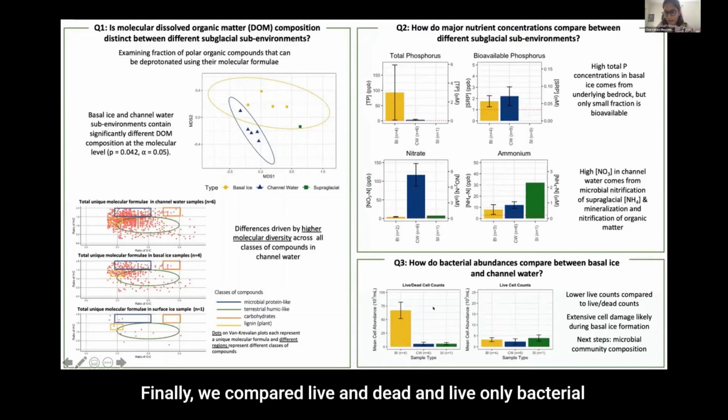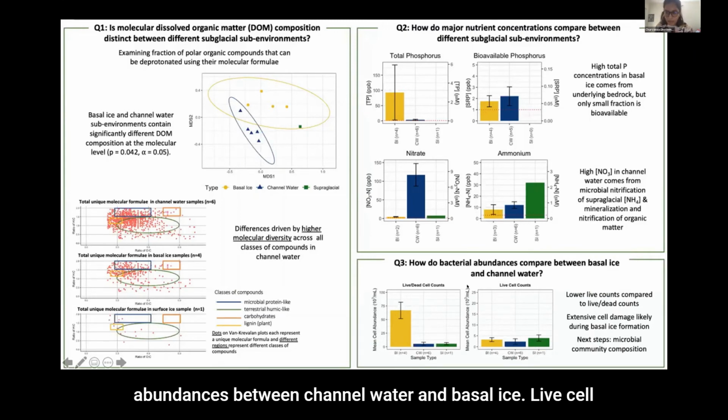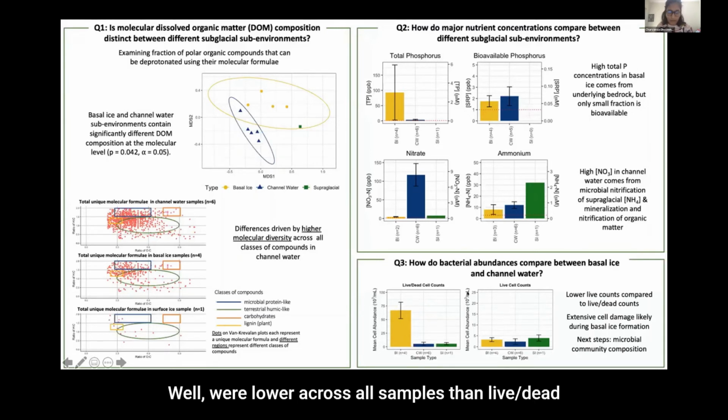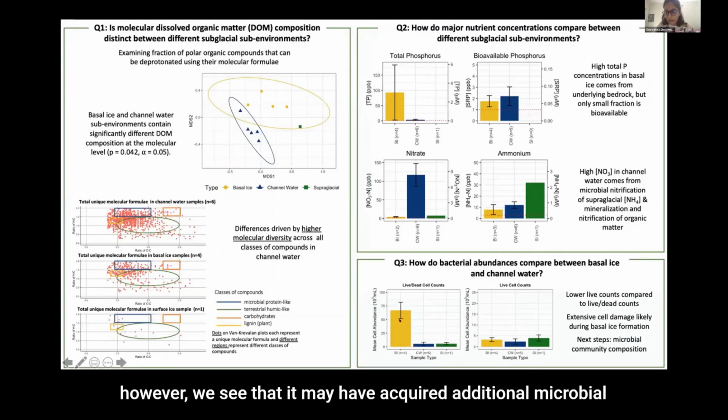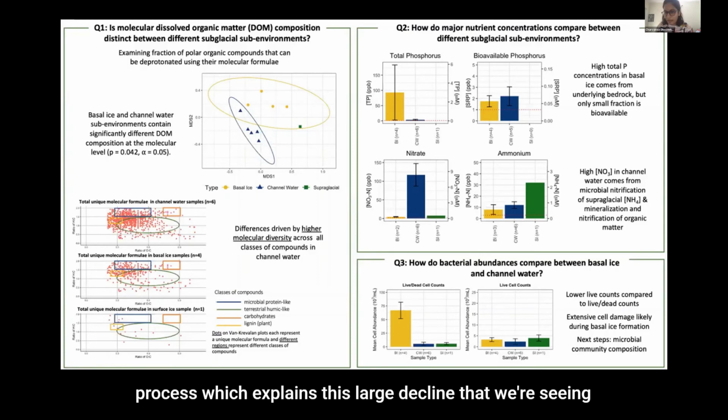Finally, we compared live/dead and live-only bacterial abundances between channel water and basal ice. Live cell counts were lower across all samples than live/dead cell counts. With basal ice, however, we see that it may have acquired additional microbial cells from the underlying bedrock, which then got damaged in the process, which explains this large decline that we're seeing here.